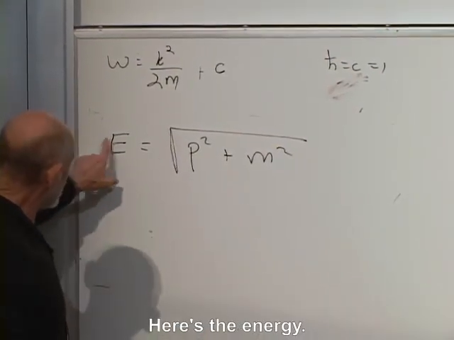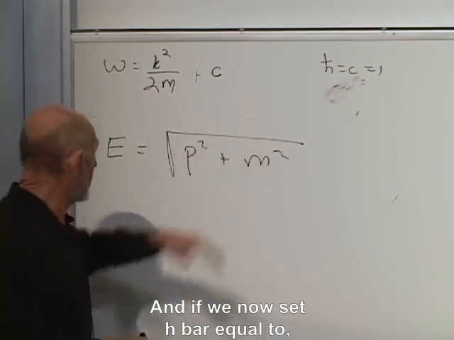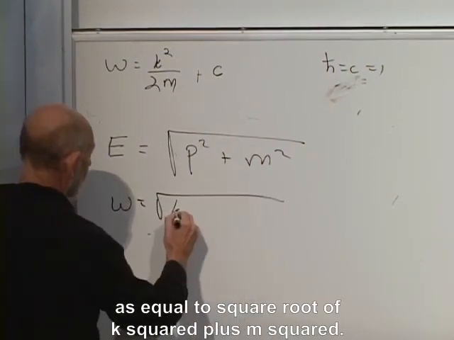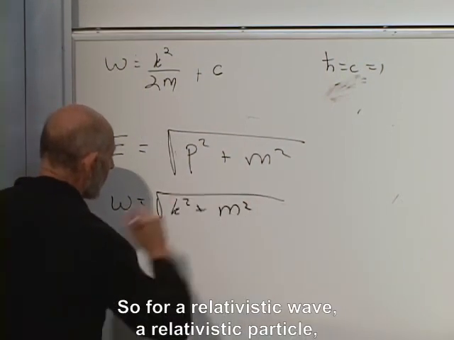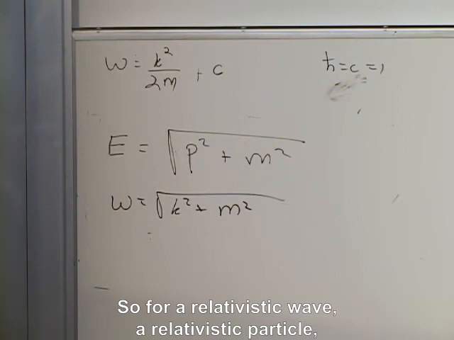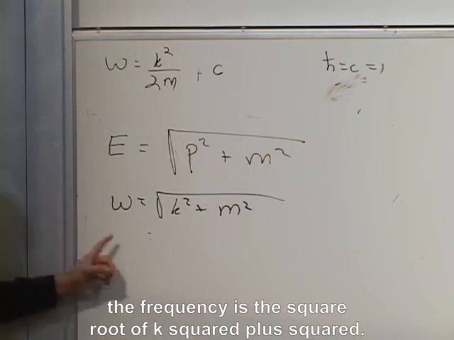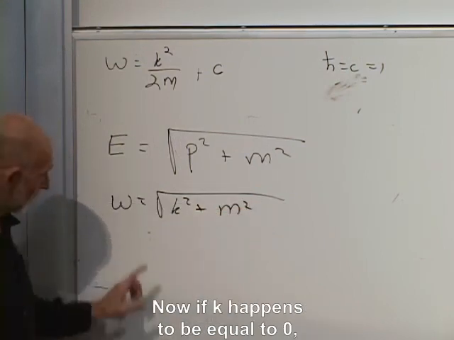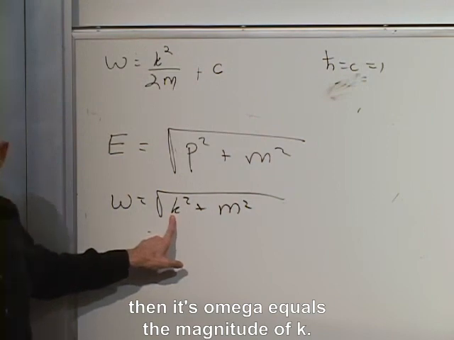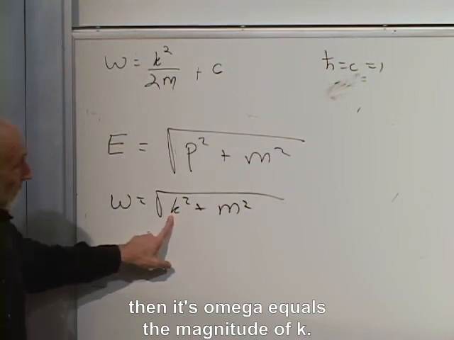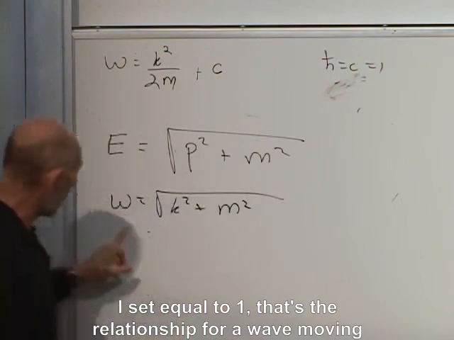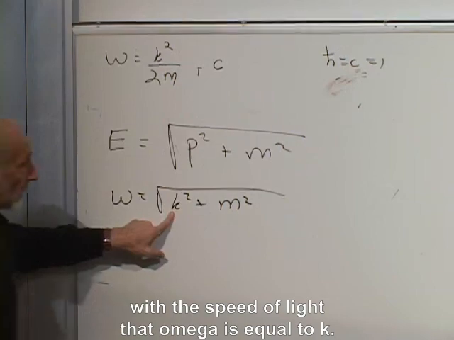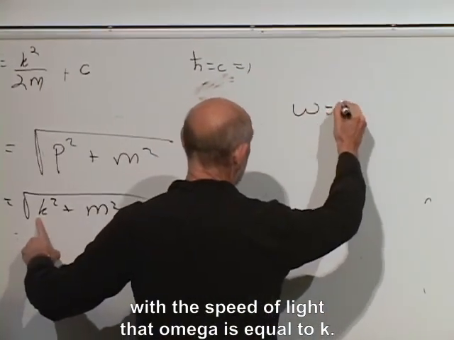It's not necessary. Here's the energy, and if we now set h bar equal to 1, this is exactly the same as writing omega is equal to square root of k squared plus m squared. So for a relativistic particle, the frequency is the square root of k squared plus m squared. Now, if m happens to be equal to 0, then omega equals the magnitude of k. Apart from the speed of light, which I've set equal to 1, that's the relationship for a wave moving with the speed of light, that omega is equal to k.